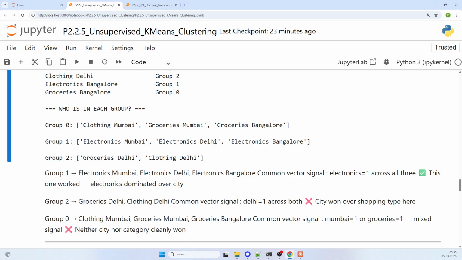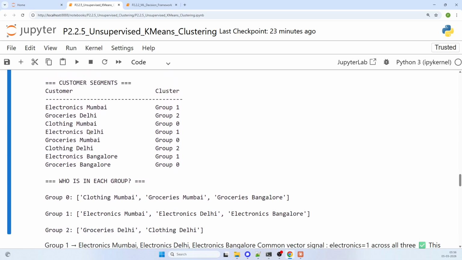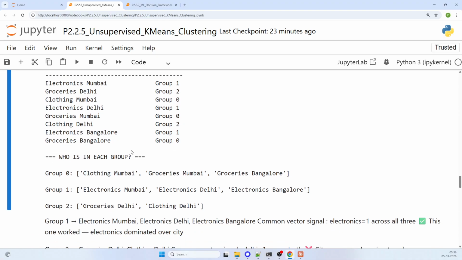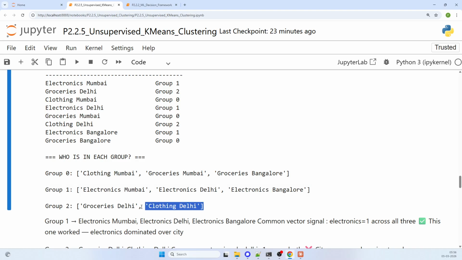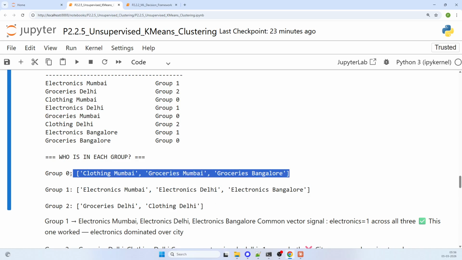Done. But on what basis are the groups created? Whether the groups are created based on city name, which means all Bangalore in one group, all Mumbai in one group, or all Delhi in one group, or whether it's done based on all clothing in one group, all electronics in one group. No, no, no, no. That is the expectation. But how it actually worked is, with K equal to 3, in one group all electronics customers are there. In another group, all Delhi people are there. So this is based on goods, this is based on city, this is based on both.